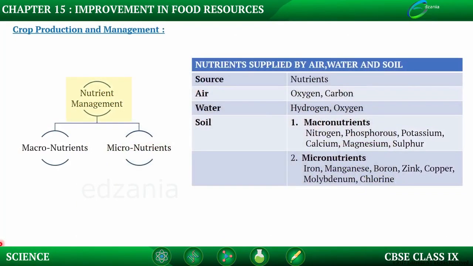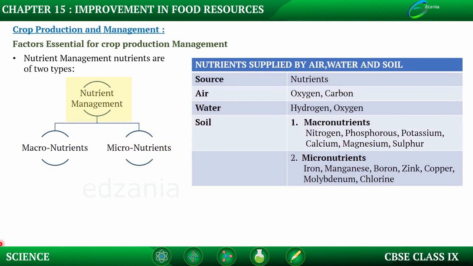Nutrient management. Just as we require food for development, growth, and well being, plants also require nutrients for their proper growth. Then, how are nutrients supplied to plants for their growth? Nutrients are supplied to plants through air, water, and soil.